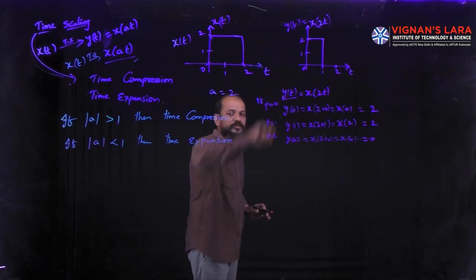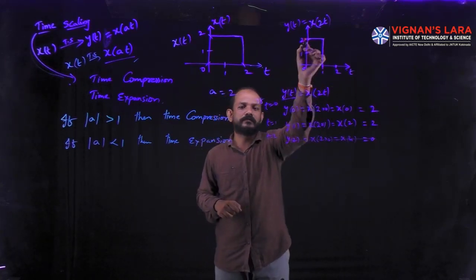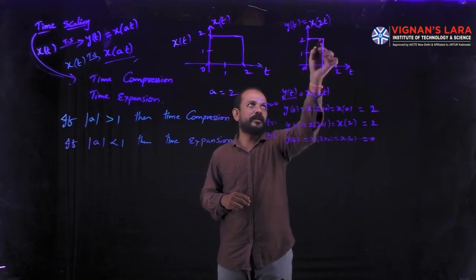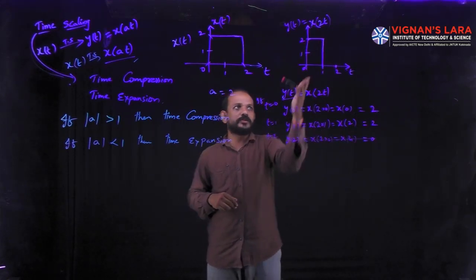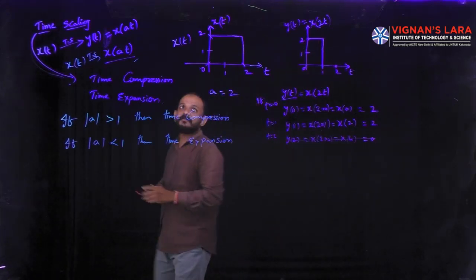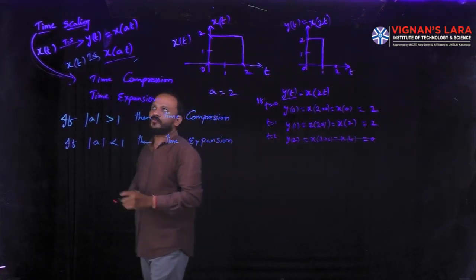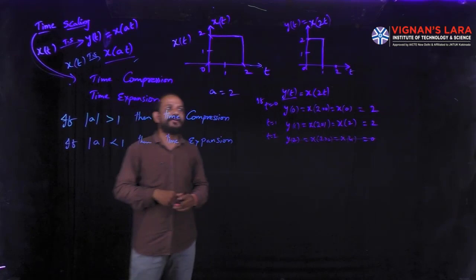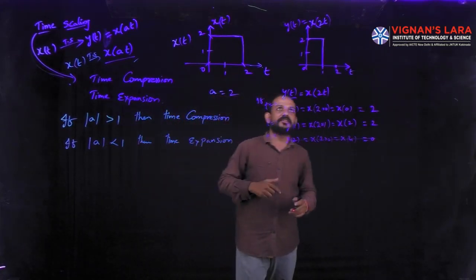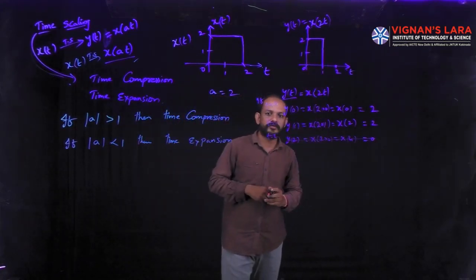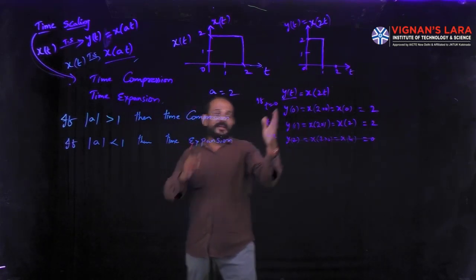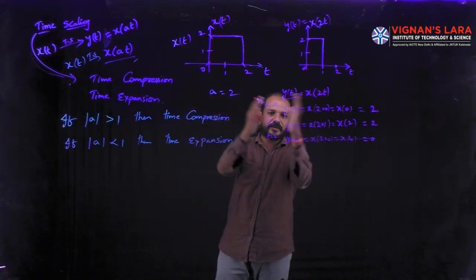For these values, how can I get? So for 0, I got 2. For 1, also I got 2. So this is the time scaled version of this x of t if the value of that a is equal to 2. Now see, here the signal is compressed.